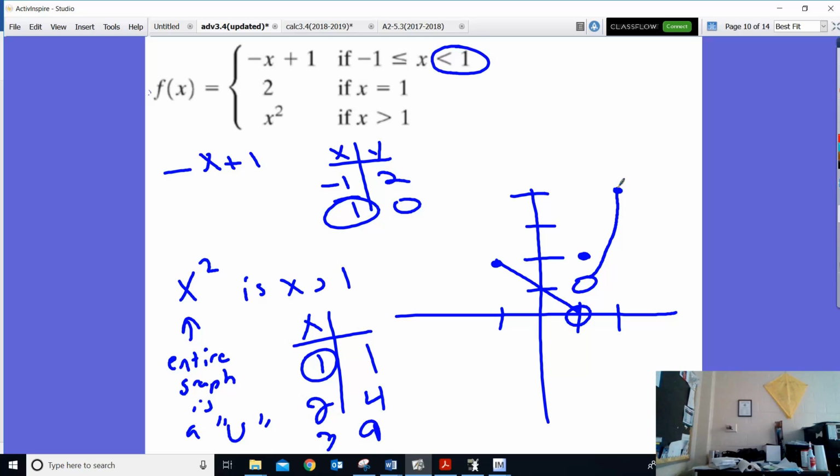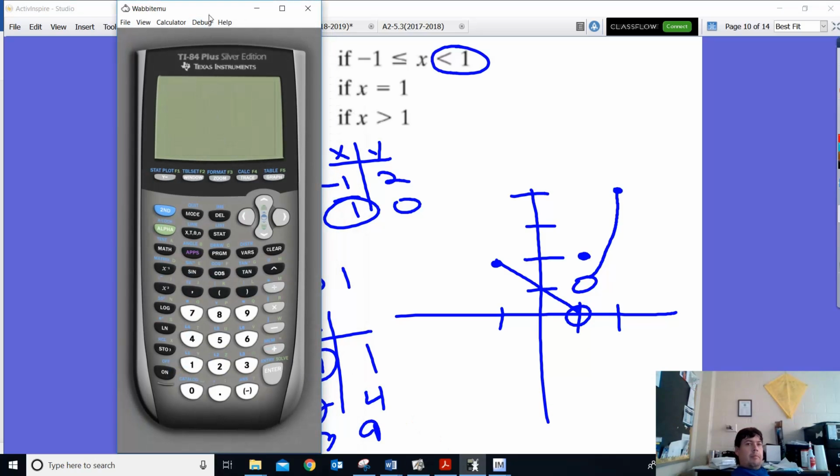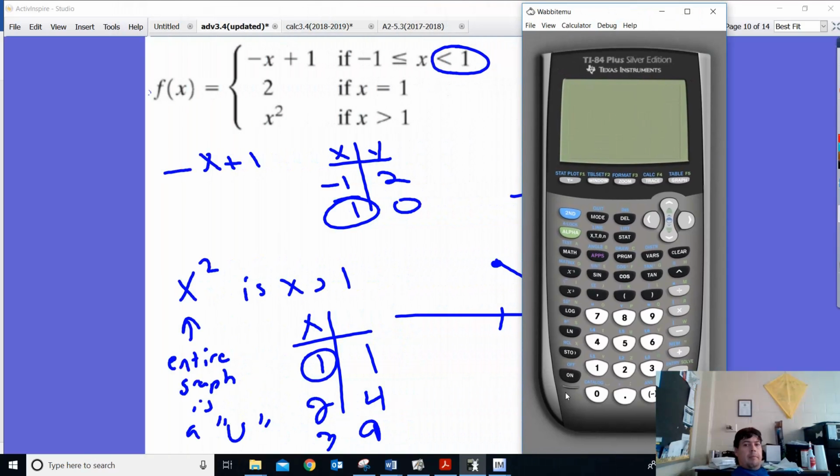All right, now go get a TI-84. TI-84 can do piecewise graphing. The issue is how you put it into y equals. I do not think it will actually be able to do the middle piece, though. We'll give it a shot, but I don't think it can do it because that's just a point. But it can do the other 2 pieces.